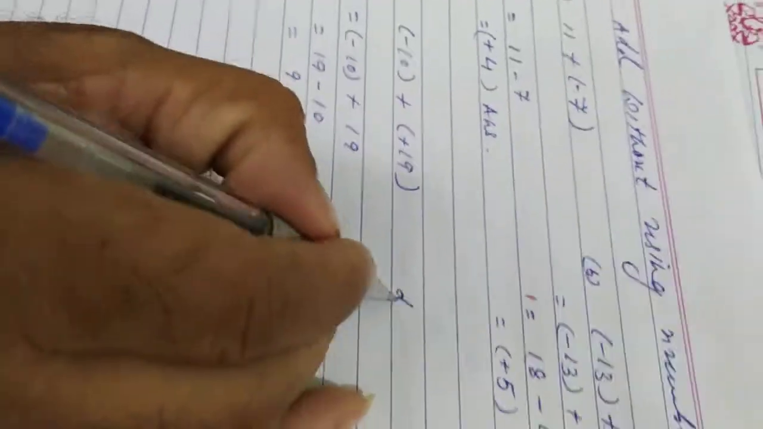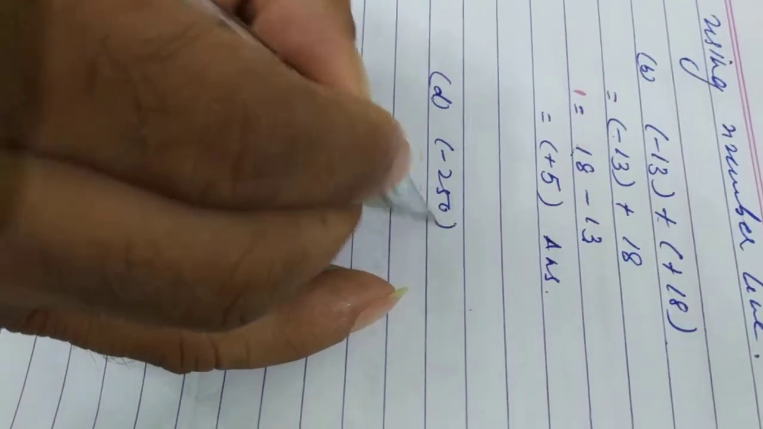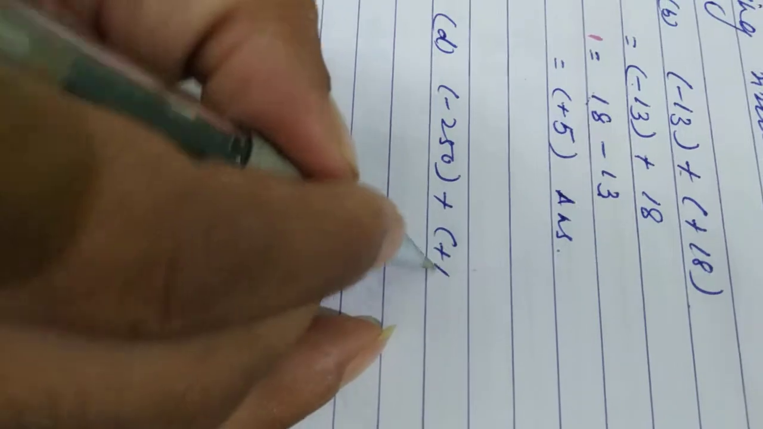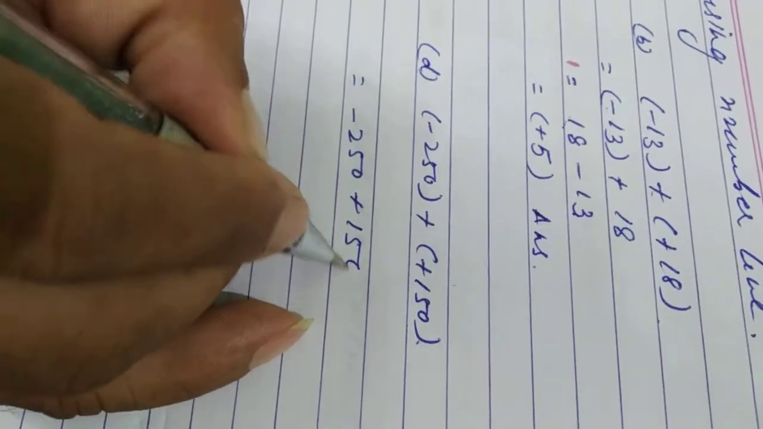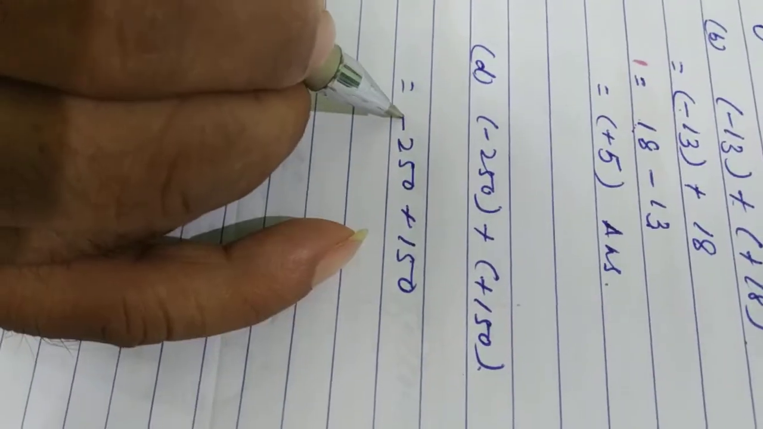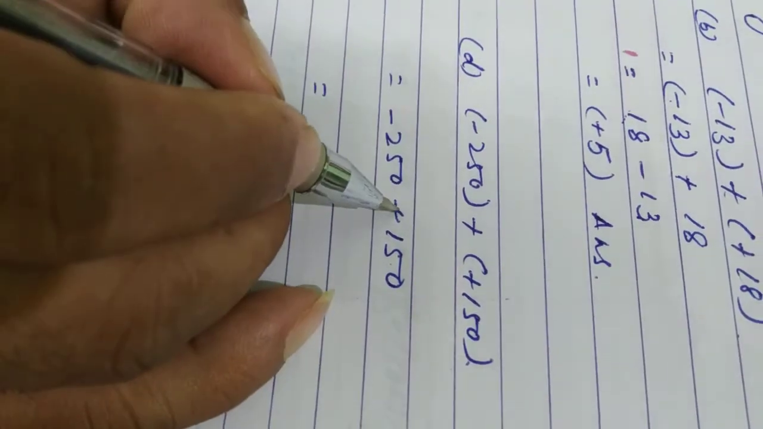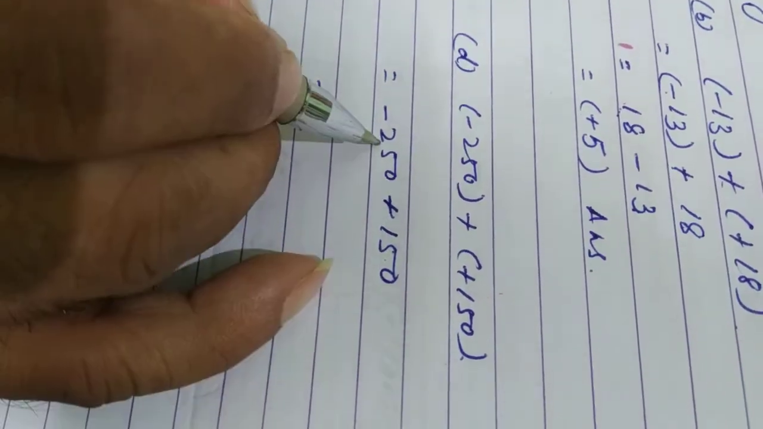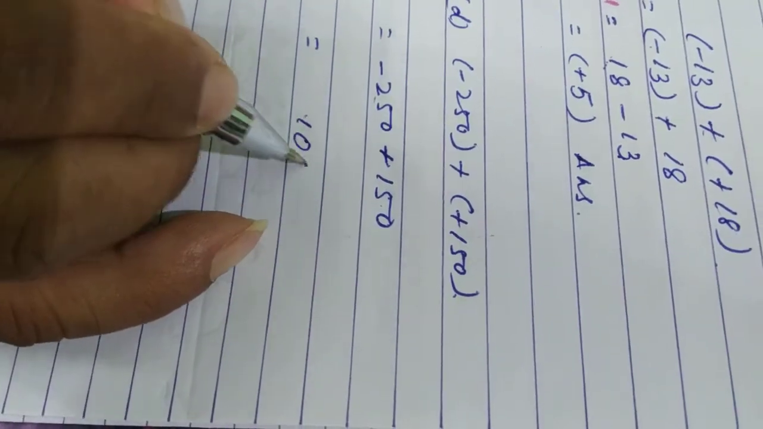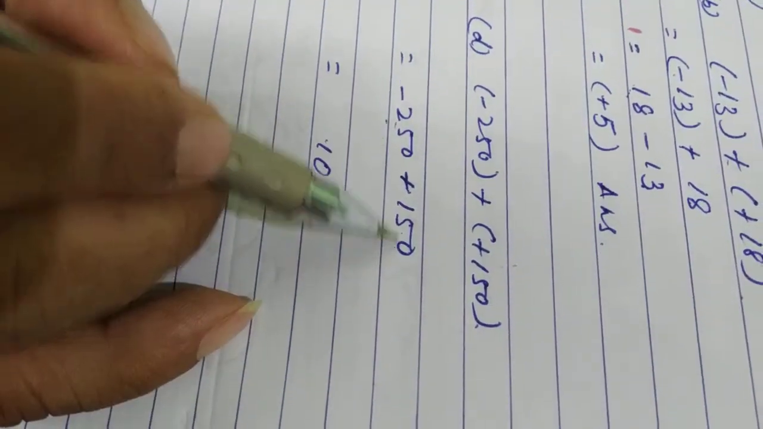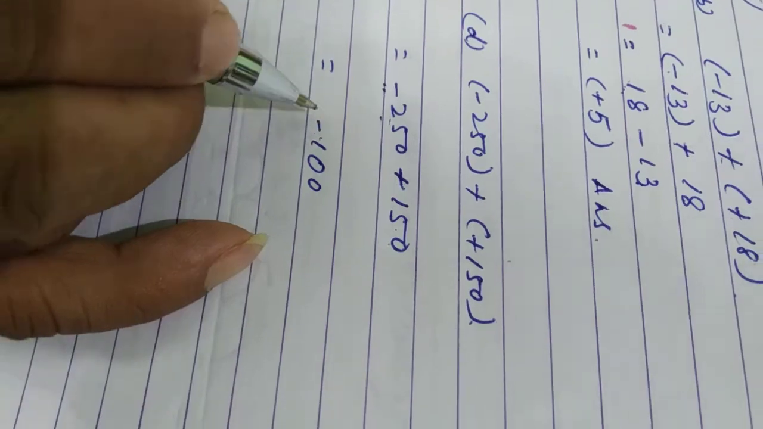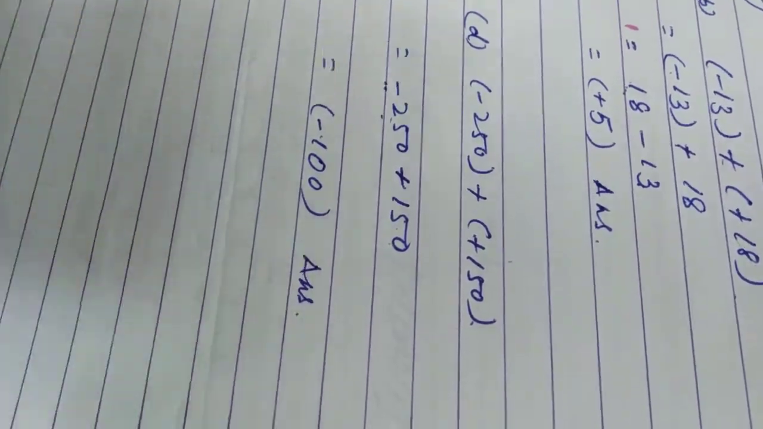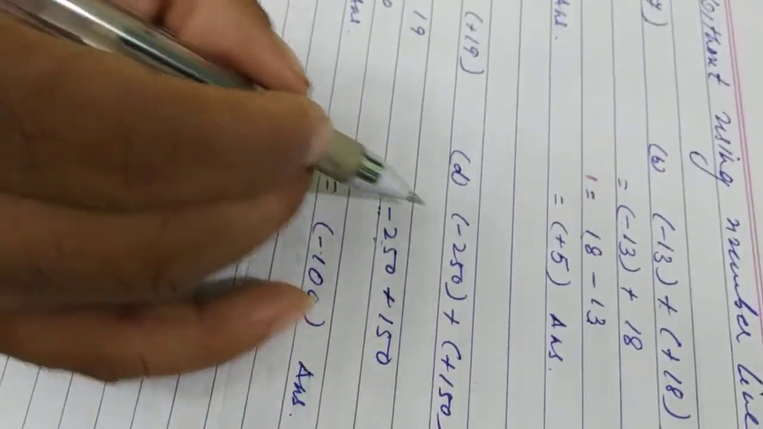Now D, minus 250 plus 150 is equal to minus 250 plus 150. Now see, one is in minus, one is in plus, so what to do? Find out the difference. So 250 minus 150, what difference do we get? 100, right? Now out of the two, which is the larger number? Minus 250, and before that which sign do we have? Minus. So minus 100. Right? If we have an unlike sign, then what to do? We have to find out the difference.